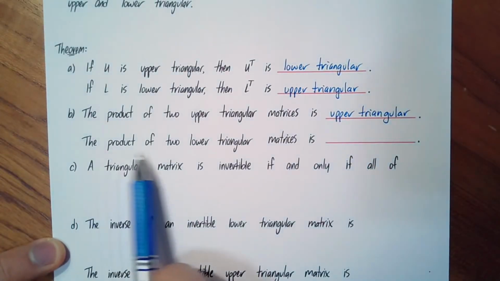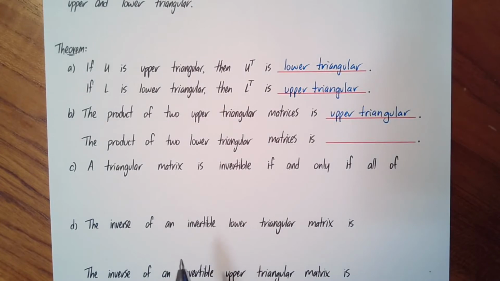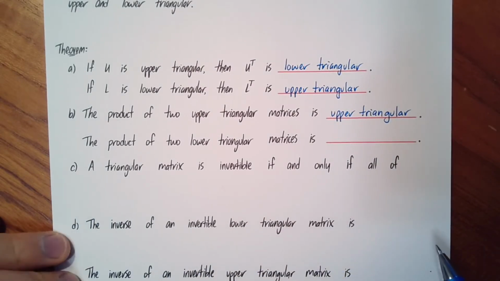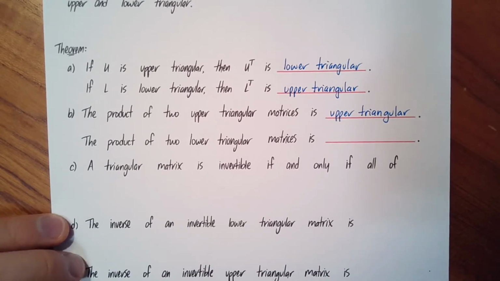And then if you multiply two lower triangular matrices, you might be able to guess based on what the previous statement was. It turns out the result is, again, lower triangular.